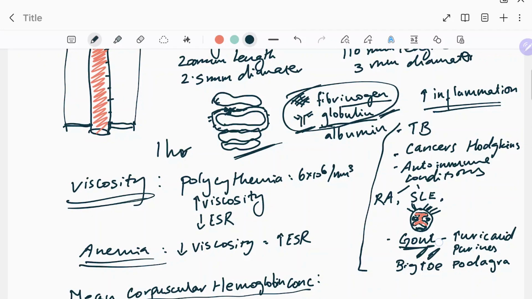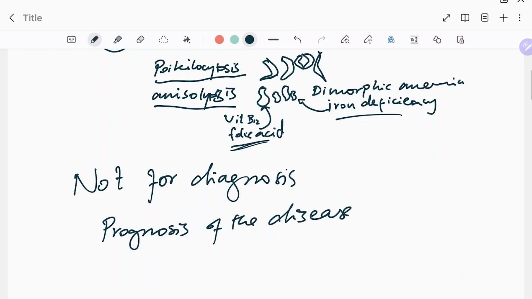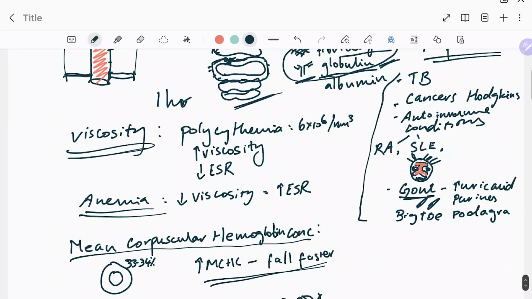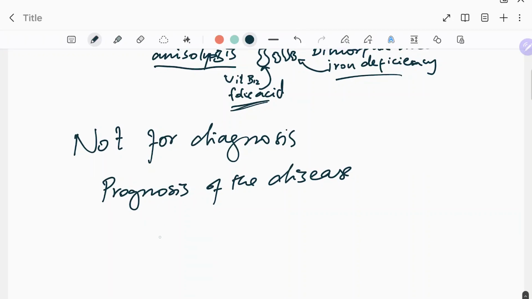So what are we doing ESR for? This is to tell you the prognosis of the disease. So what do you mean by prognosis? A person comes with tuberculosis, okay, and you start treating him with medication, for example. So he's come to your clinic or to your OPD, and you found that he has tuberculosis. You start him on treatment.